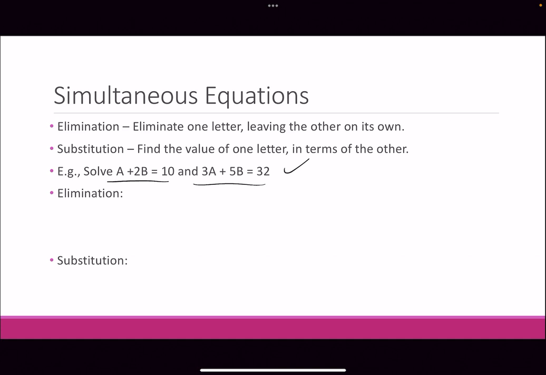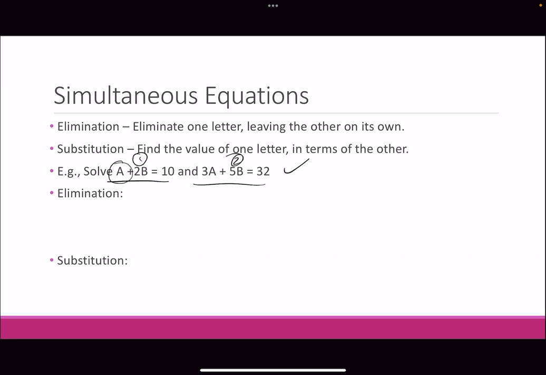So we have a plus 2b equals 10. I'm going to show you elimination first. When we're eliminating, we want to subtract, let's say, equation 1 from equation 2. To do that, we need to have at least one term that's the same. So either we need to have 3a and 3a in each equation, or 5b and 5b, or 10b and 10b. It doesn't matter, as long as we have one same term that contains a letter.